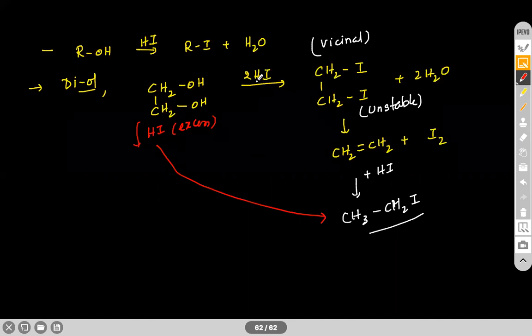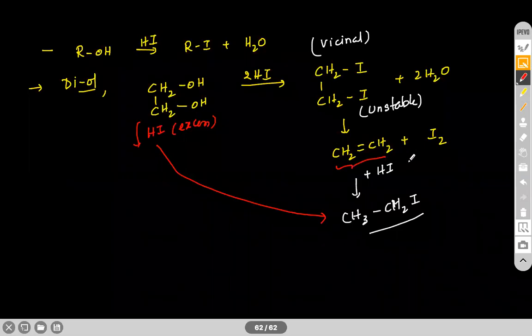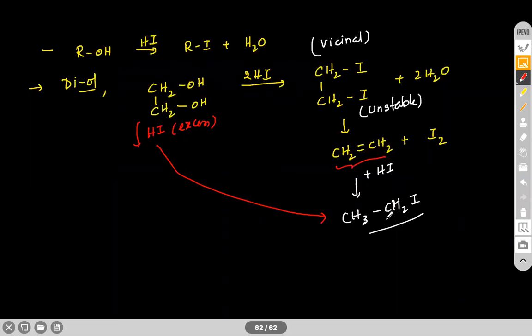If you're using only 2 HI, you'll get an alkene as the product. Further, if you add HI, you convert into this. Or here only, if you take excess of HI, you end up getting alkyl halide. Understood?